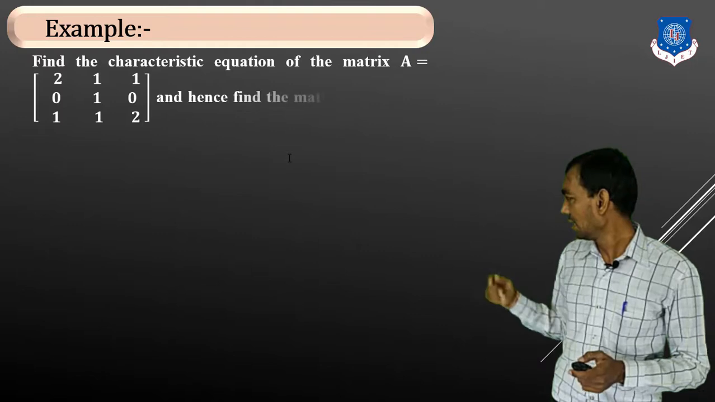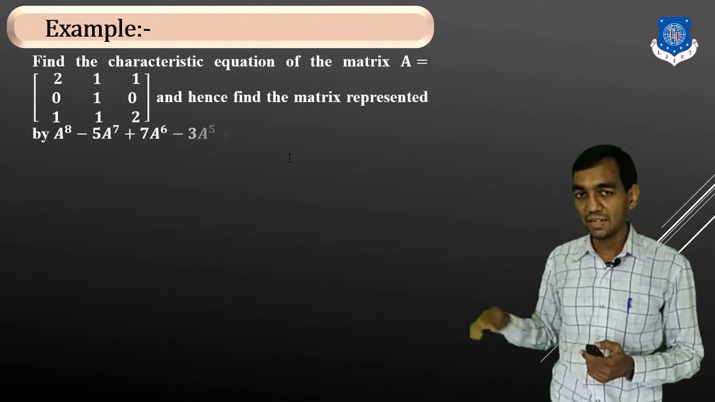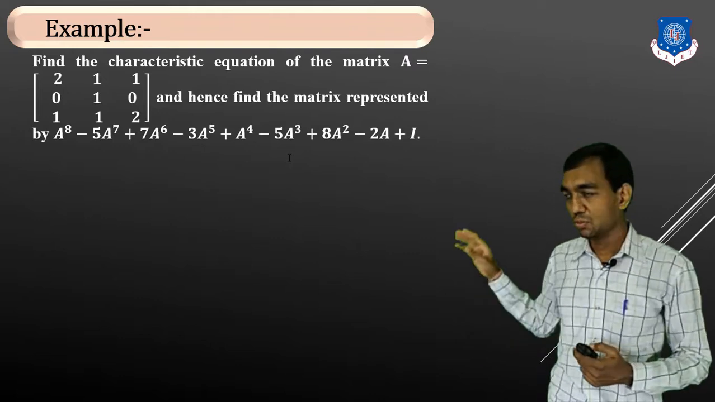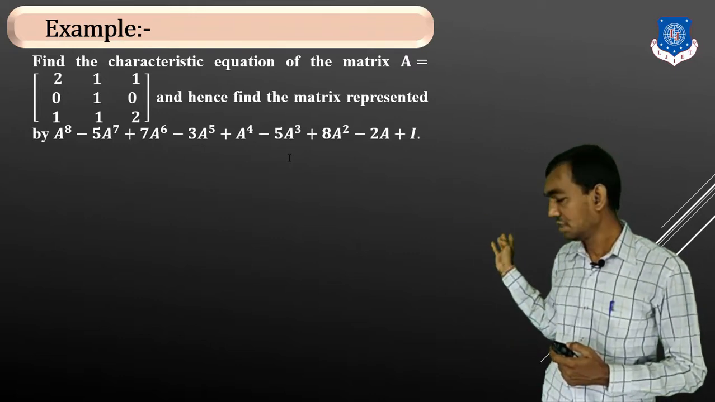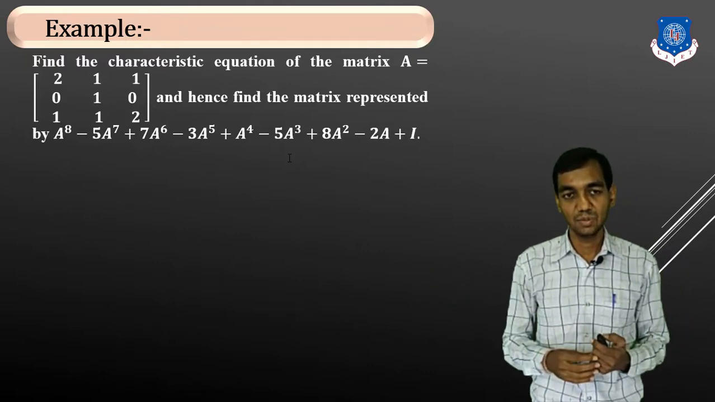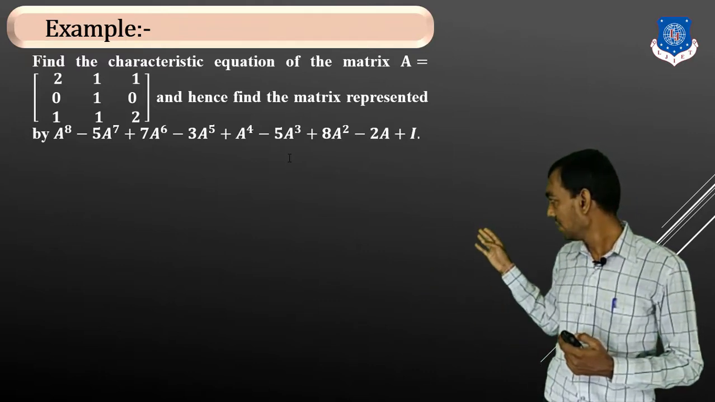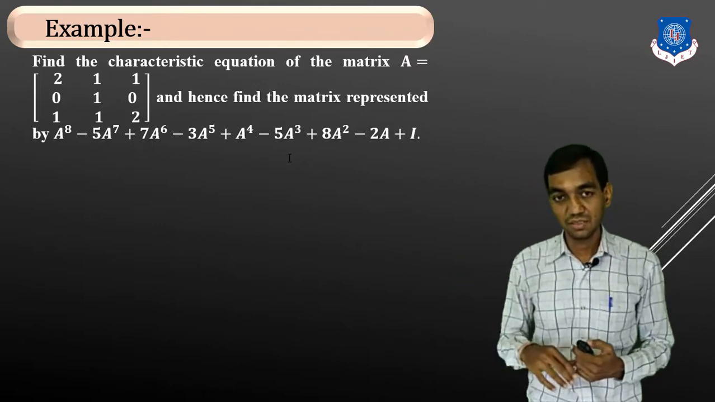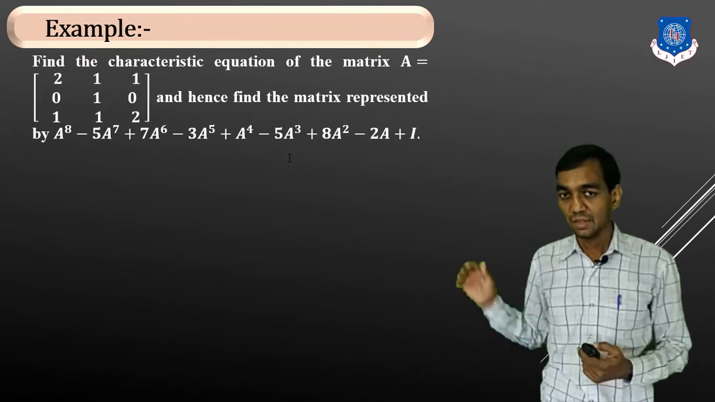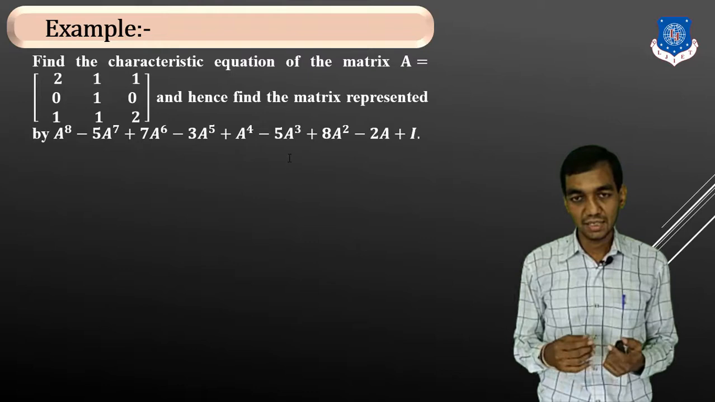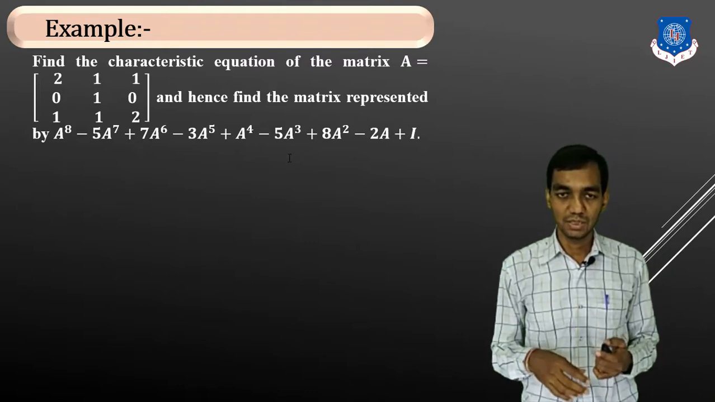Now, the second example we are going to take is: find the characteristic equation of matrix A is equal to 2, 1, 1; 0, 1, 0; and 1, 1, 2, and hence find the matrix represented by A raised to 8 minus 5A raised to 7 plus 7A raised to 6 minus 3A raised to 5 plus A raised to 4 minus 5A cube plus 8A square minus 2A plus I.